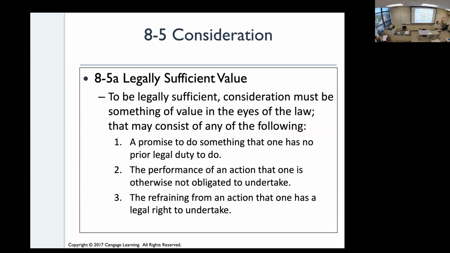A fireman is legally required to put out the fire in your house. The fire department can't come to your house and say, hey, if you want protection in fire season, you gotta pay extra, right? They already have to do that, right? The performance of an action that one is otherwise not obligated to undertake, right? Similar, and refrain from an action that one has a legal right to undertake.